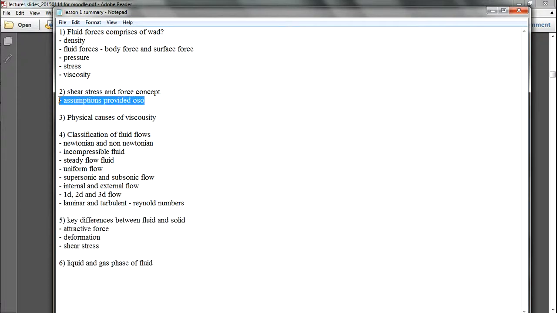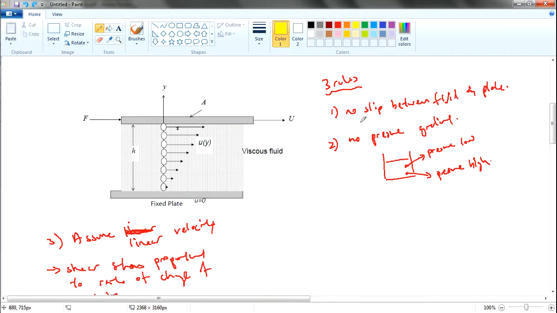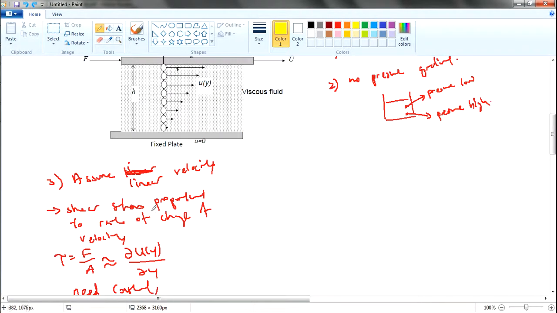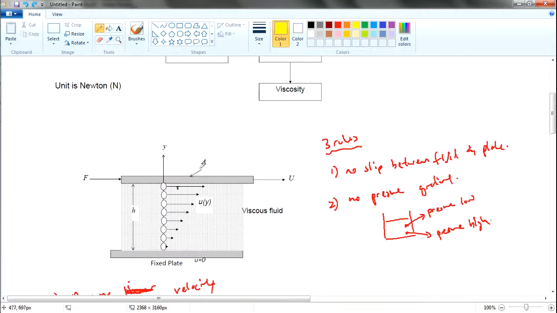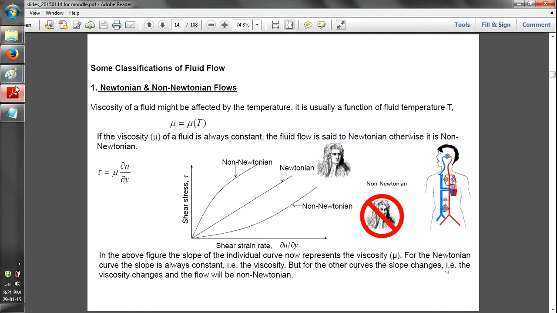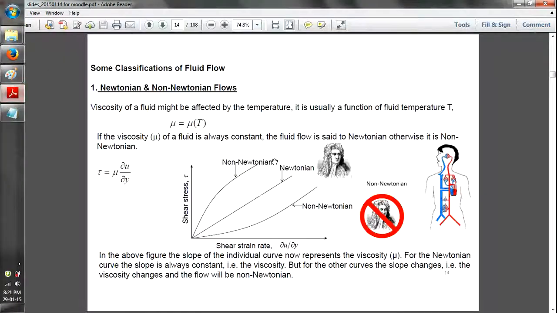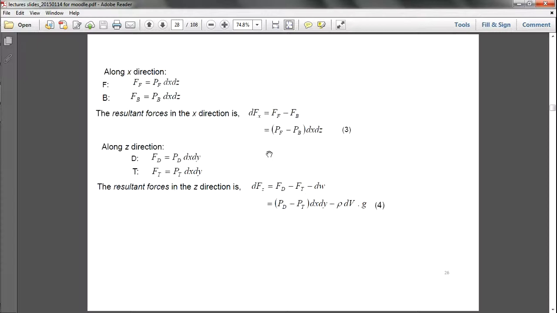And then maybe assumptions. If you remember, what are the assumptions for shear stress? As I wrote just now: no slip, no pressure gradient, and assume they're proportional. The rate of change of the velocity of the fluid is proportional to the distance between the two plates. And then the physical causes, I don't think they'll ask, but it's good for you to know. So I think I generally covered topic 1, and it's pretty easy.